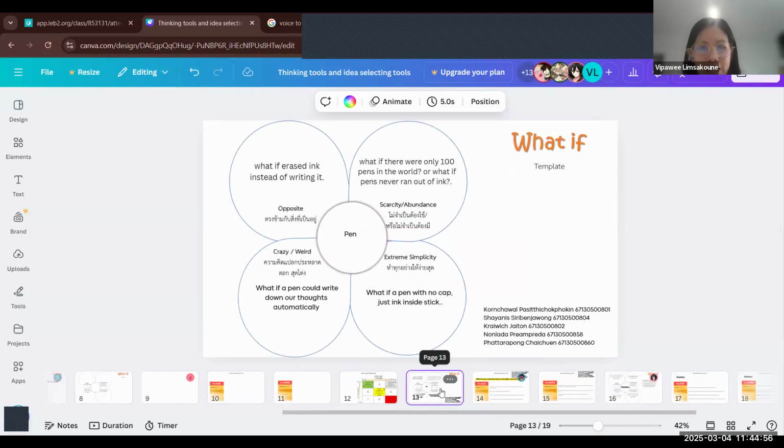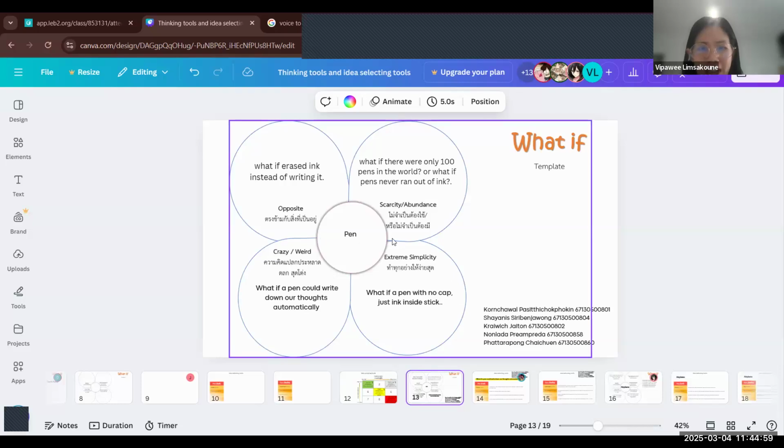And then this group, they decided on a pen, right?